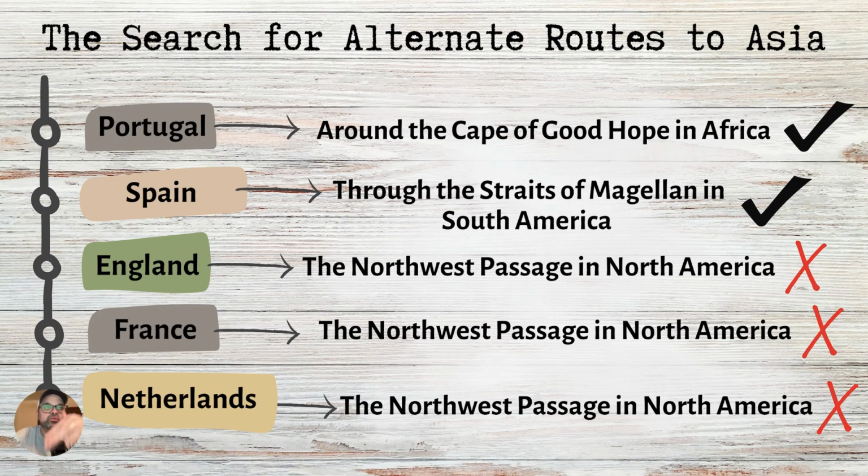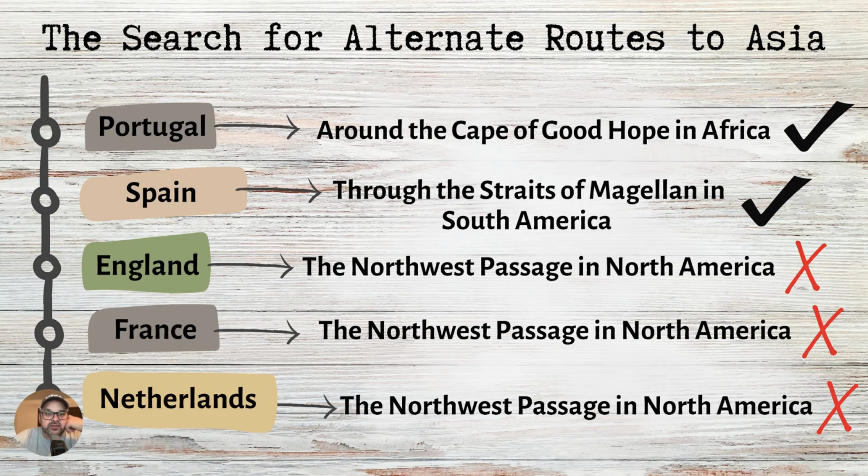And then this slide as well is really just to sort of recap what we've talked about thus far. These are the states in Europe that sponsored exploration with the initial goal of trying to find an alternate route to Asia from Europe. Only 2 are successful, and that's Portugal and Spain, right? Portugal finds a route around the Cape of Good Hope in Africa. Spain finds it with the route that Magellan takes through the Straits of Magellan in southern Chile around South America. So only two countries are successful at finding a new route to Asia. England doesn't find it going through the Northwest Passage.